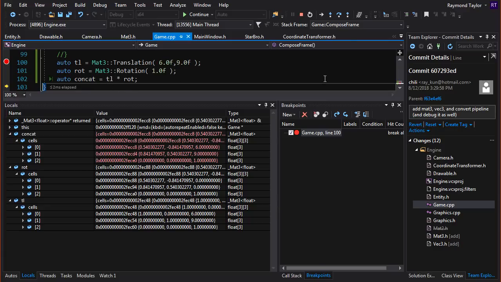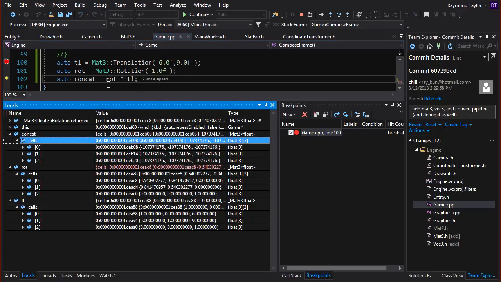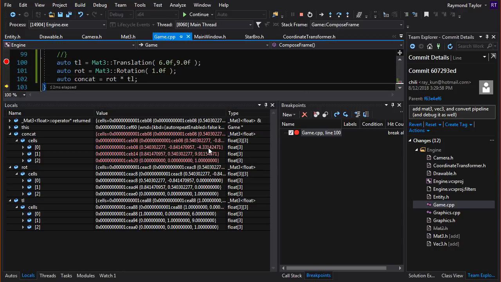But let's swap these guys now. So now we've got a translation followed by a rotation, and when we step over, we can see here that our translation values have been modified. They are different now, and that makes sense, right? Because if you do a translation first and then you rotate, you're going to rotate that translation, and that's what we're seeing here. It's the same rotation as before, but the translation has now been affected if you swap the order of multiplication.